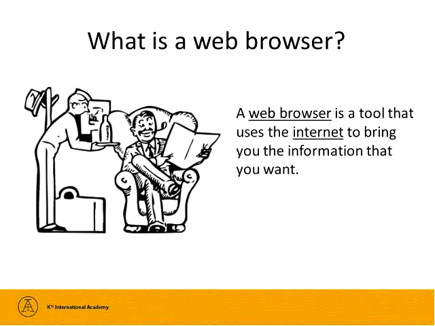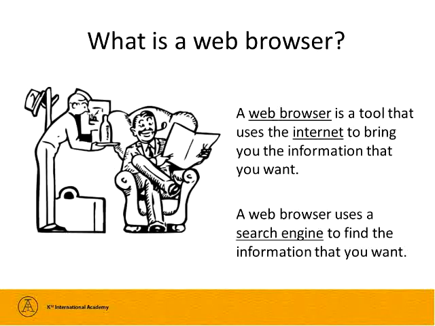First of all, it is important to understand the terminology, since a lot of people use these terms interchangeably. What is a web browser? Well, a web browser is a tool that uses the internet to bring you the information that you want. Web browser and internet are not synonyms. They do actually mean two different things. And adding to the complication is search engine. A web browser uses a search engine to actually find the information that you want.